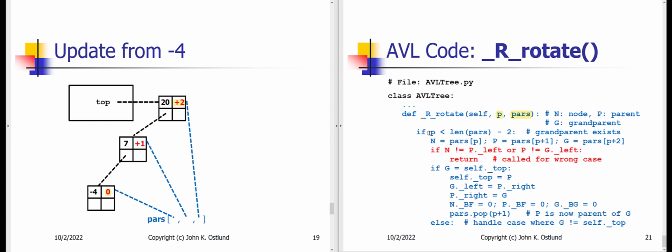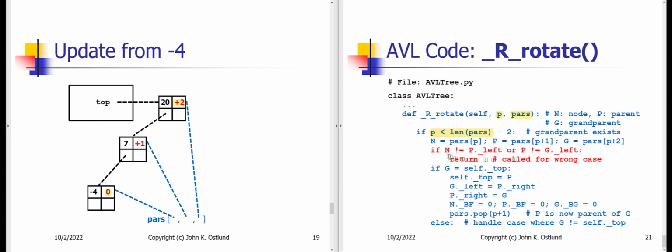And now we need to deal with the grandparent. So we're going to make sure that the subscript that we've been given into our list allows for the existence of a grandparent. If the list of ancestors is so short that there is no grandparent, then there's no rotation to do. The right rotation requires doing a rotation around a grandparent, so we're only going to do a right rotation if a grandparent exists. We'll set n to be the first reference in our ancestor list. P is the next one, and G is the third one.